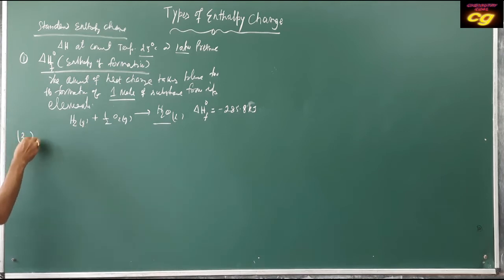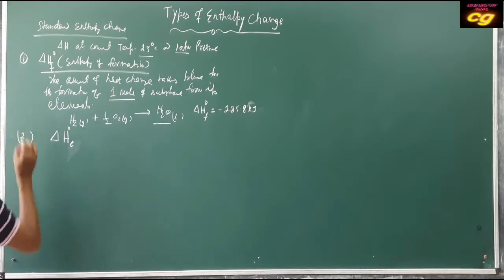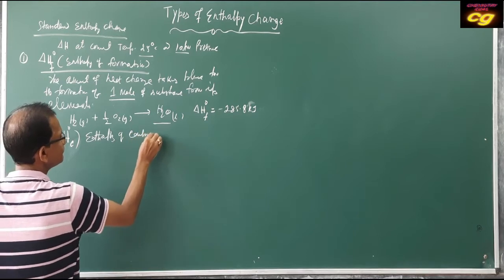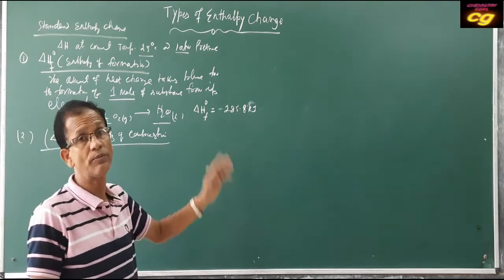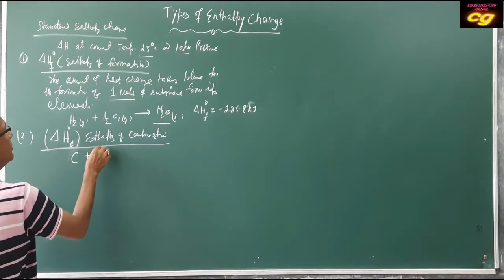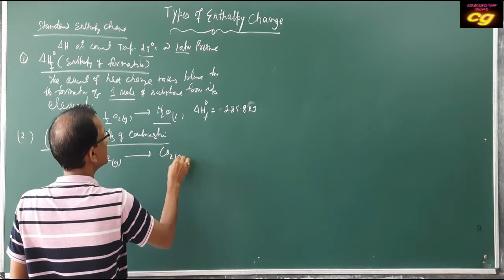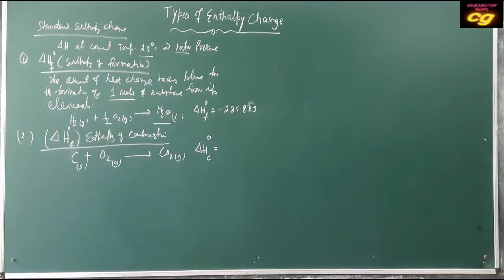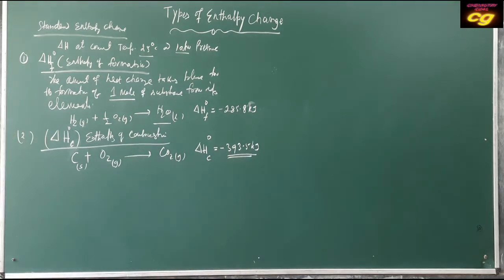Then enthalpy of combustion, that is delta H c, enthalpy of combustion. Enthalpy of combustion is for the combustion of 1 mole of substance. For example, you take carbon, which is solid, and oxygen, which is gas, then produce carbon dioxide gas. Here the enthalpy change is called the enthalpy of combustion in standard state. That will be how much? Minus 393.5 kJ. You have to remember the values. It will be better for calculation.